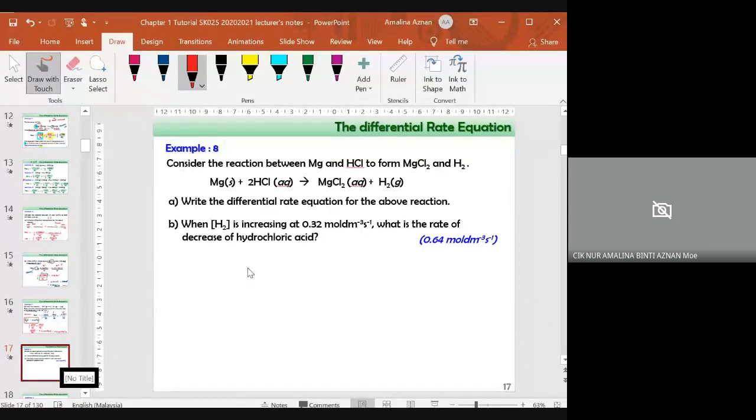So next question, consider the reaction between magnesium and HCl to form MgCl2 and H2 gas. So write the differential rate equation. Okay, ni tak ada masalah, cuba tulis. And then when the hydrogen gas is increasing, so kamu ada rate 0.32. What is the rate of decrease?